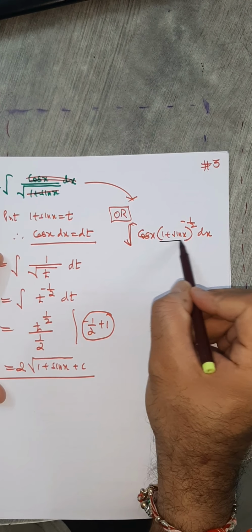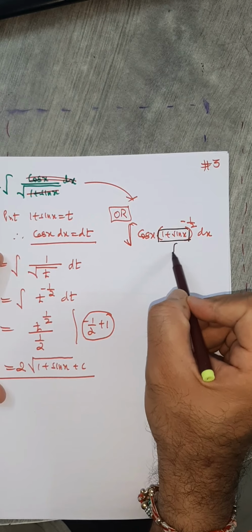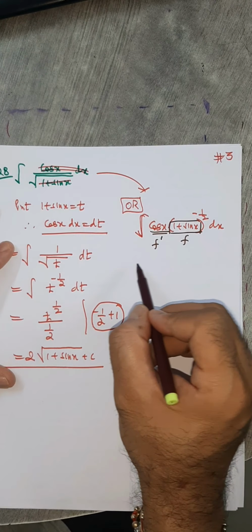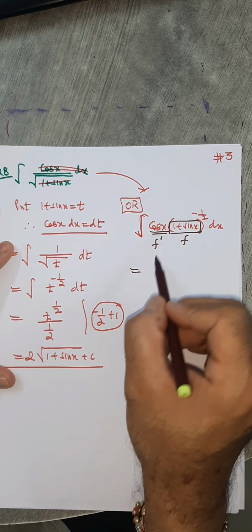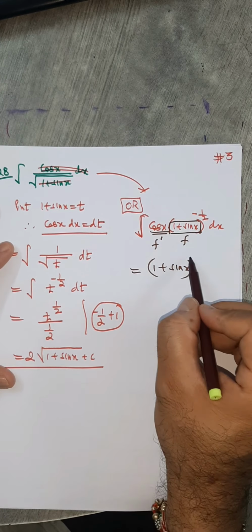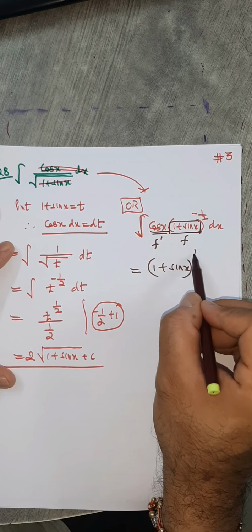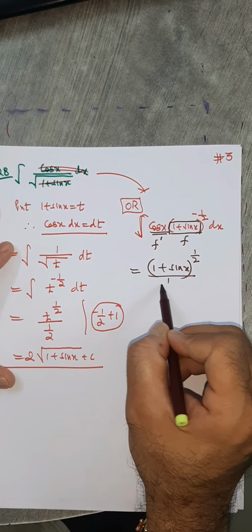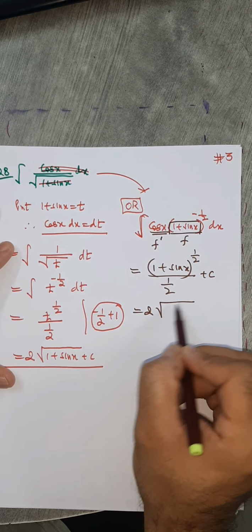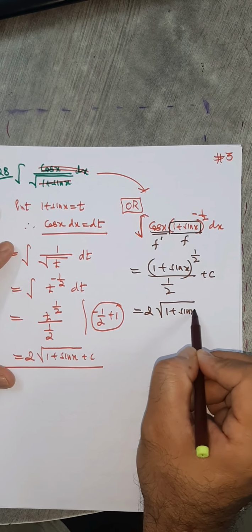I know that the derivative of this is already present here, f dash. So which formula? Raise the power by 1. So 1 plus sine x, increase the power by 1. Minus 1 by 2 plus 1, which is 1 by 2 upon 1 by 2 plus c. So this is equals to twice root 1 plus sine x plus c. This is your answer.